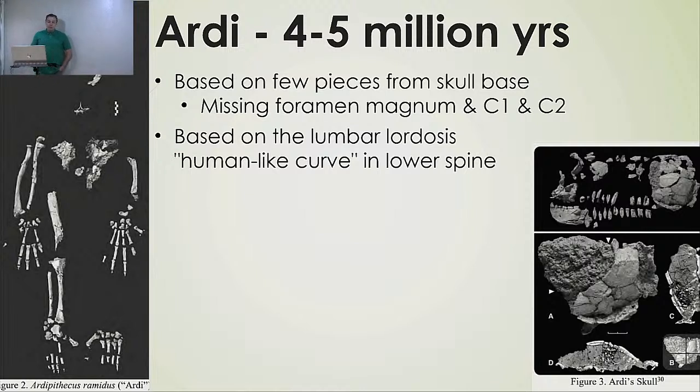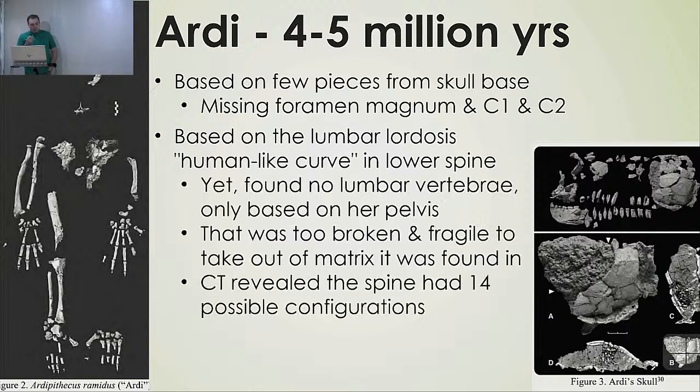Now, they only have a few pieces of the skull, as you saw before, and they're missing the foramen magnum, that hole in the back of your head where your spine enters, and the first 2 vertebrae of the neck. So they don't have any idea how the skull was positioned with the spinal cord. Yet they say it had a human-like curve in the lower spine. But they found no vertebra from the lower spine. They based this upon the pelvis alone.